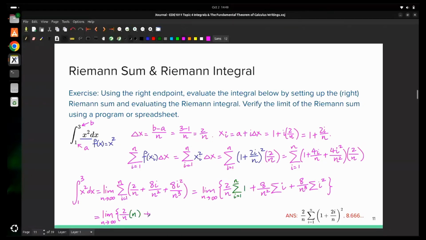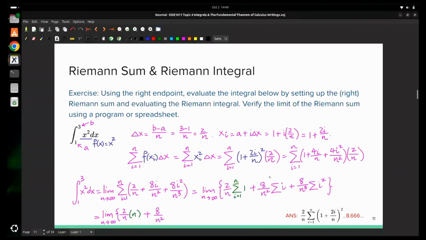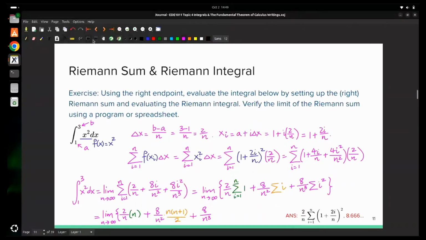So plus the 8 over n squared thing. Then this sum of i, we just have our formula: n times n plus 1 over 2. So I just plug it in. This one is the second term, drawn in orange. Then finally, the last term. This is 8 over n cubed. Then sum of i squared is a nasty formula: n times n plus 1 times 2n plus 1 over 6. So I change color also.